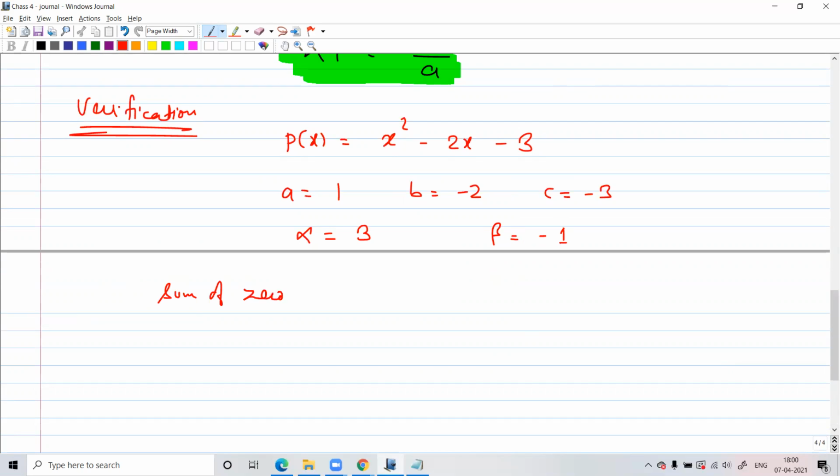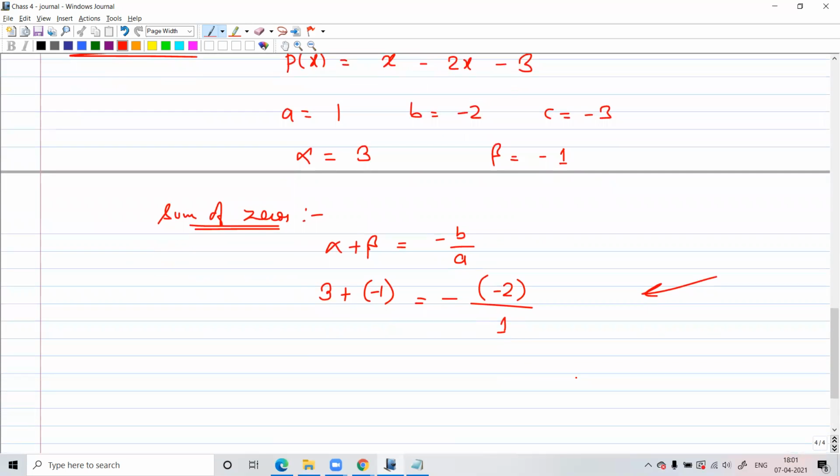So sum of zeros should be alpha plus beta, and this should be equal to what? Minus b by a. Now what is my alpha here? It's 3, and what is the beta? Minus 1. So 3 plus minus 1 should be equal to minus of, what is the b value here? Minus 2, and what is the a value here? 1. I'm just putting the values over here. Does it make sense to everyone? Everyone understand what I'm doing here? Yes, sir. Okay, good.